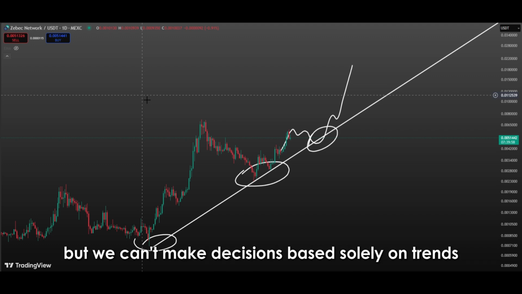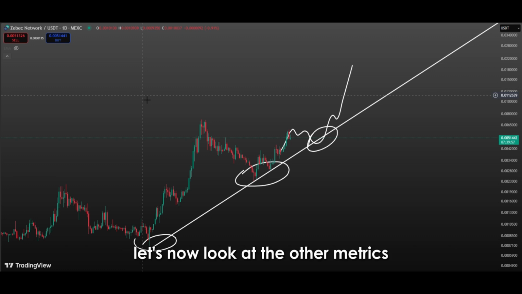But we can't make decisions based solely on trends. Let's now look at the other metrics.